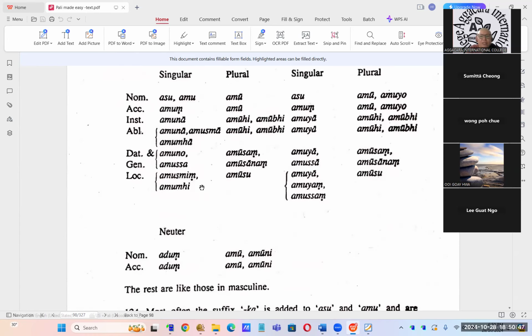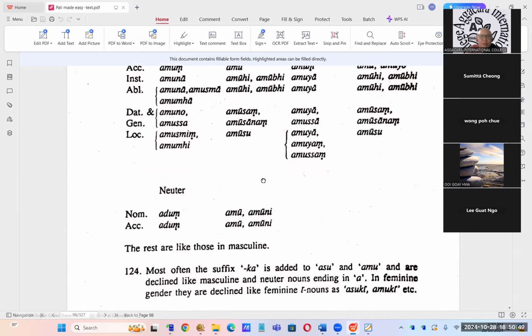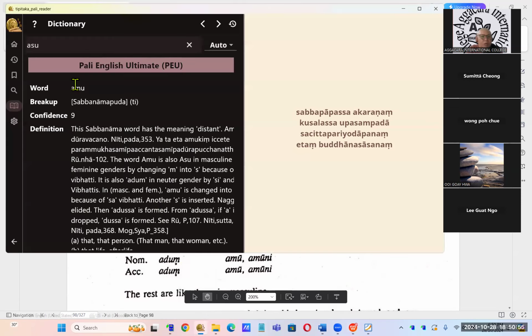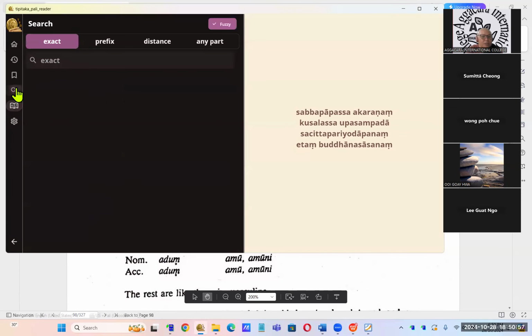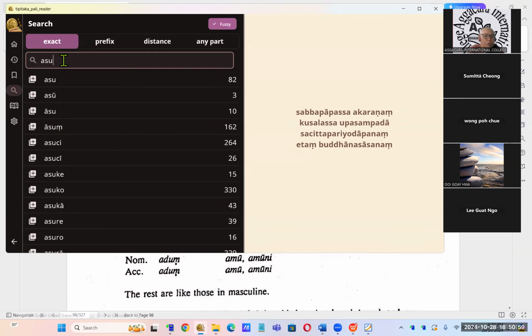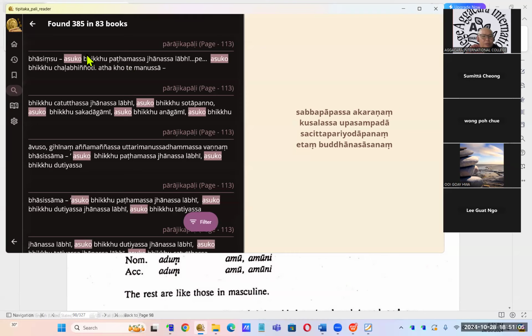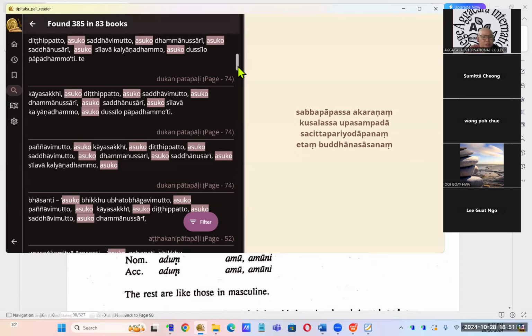All right. So this one, anyway, is just extra knowledge, because sometimes we will see this in a sutta. Let's say the "asuko" just now. I always see this one. You can see here, it's actually very common. "Asuko bhikkhu": a certain monk, or that monk. "Asuko bhikkhu, asuko bhikkhu." So it's actually quite common usage.